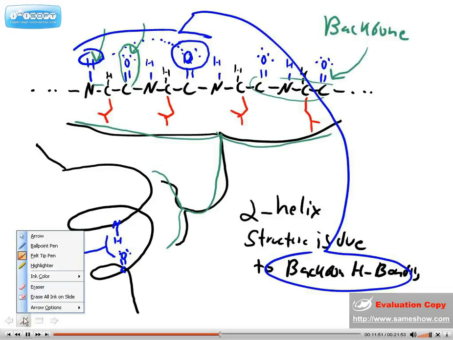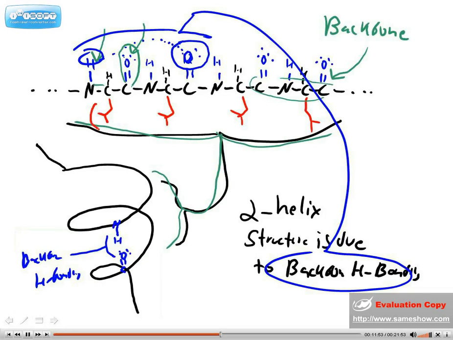Now, although side chains are present, and I made these in red, the side chains are coming out like this, and because I wanted to, I just made them all leucines. These side chains have nothing to do with secondary structure. They're only responsible for tertiary structure, the overall shape of the protein. But when it comes to secondary structure, the only thing you need to look at is the backbone hydrogen bonding. So I've beat that to death.